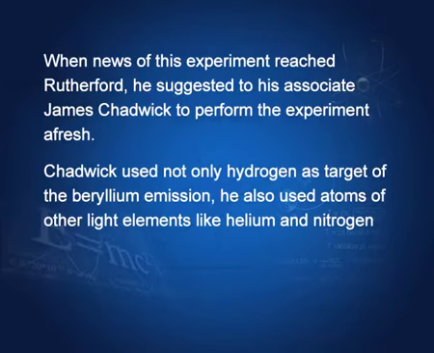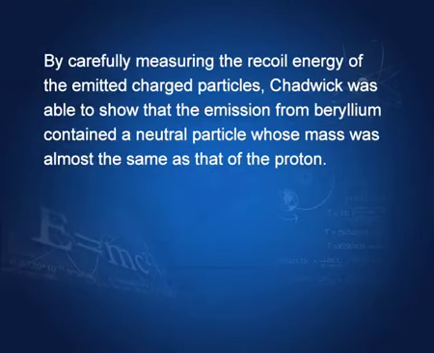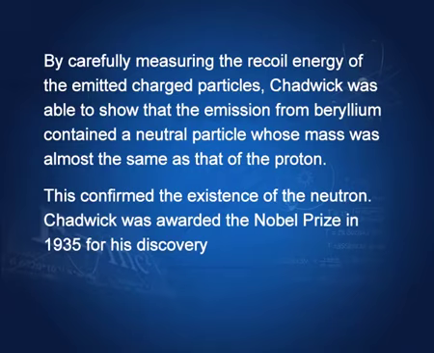Chadwick used not only hydrogen as target of the beryllium emission, he also used atoms of other light elements like helium and nitrogen. By carefully measuring the recoil energy of the emitted charged particles, protons in this case, Chadwick was able to show that the emission from beryllium contains a neutral particle whose mass is almost the same as that of the proton. This confirmed the existence of the neutron, and Chadwick was awarded the Nobel Prize in 1935 for this discovery.